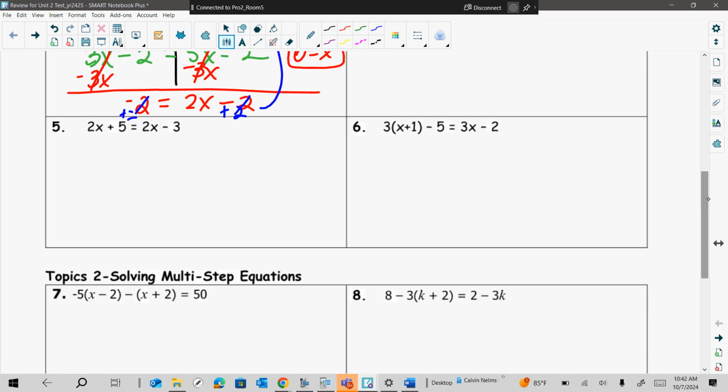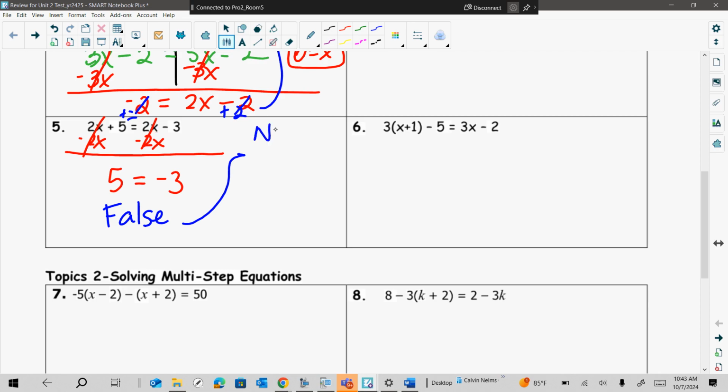Okay, so let's look at 5. What do we notice or recognize here on number 5? Yeah, they're both 2x. And so if you subtract, they both cancel, leaving you at 5 equals negative 3. So what happens here? Yeah, it's no solution. This is false. 5 does not equal negative 3. If this is false, yes, you say no solution. There is a symbol for that. It's the 0 with the vertical line through it, yes. So don't forget your special cases.